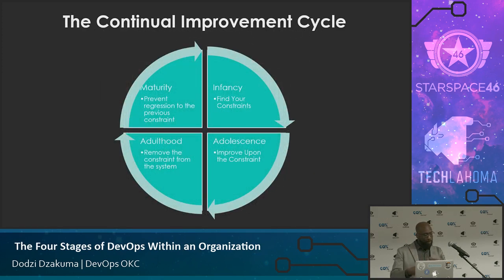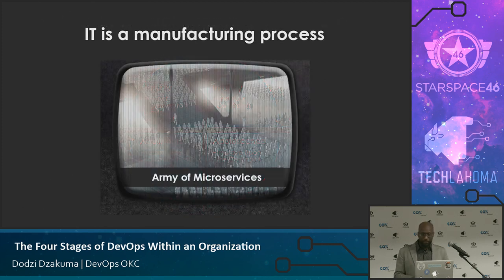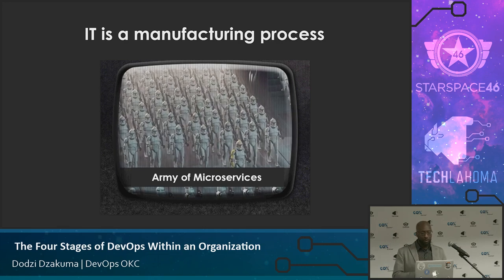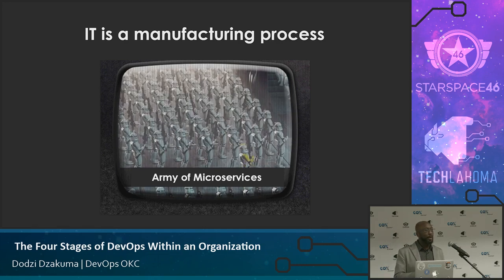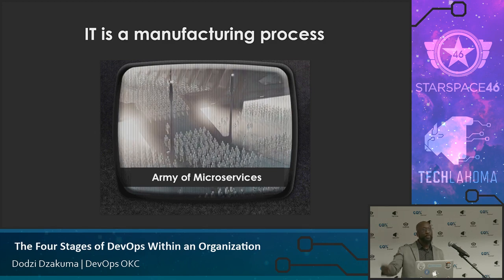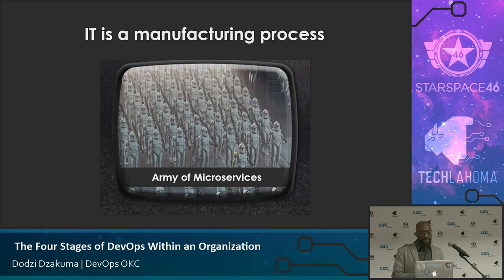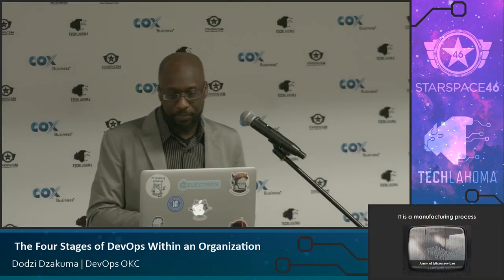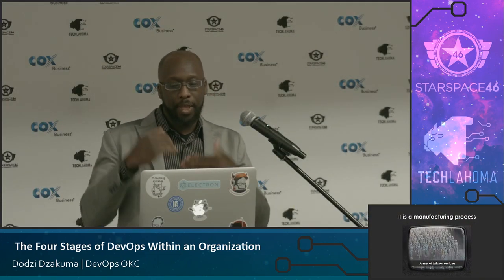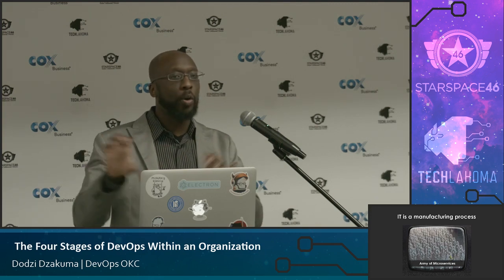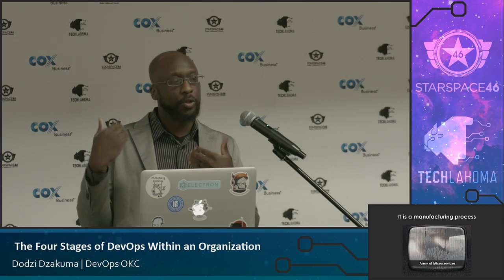So you want to remember that it's a continuous improvement cycle. Finally, you also want to remember that, going back to what we talked about, IT is a manufacturing process. You want to make sure that you're able to manufacture solutions instead of working on fixing these random problems. The functionality of your application isn't changing. You're just changing how you deliver it and how you give it to your customers.